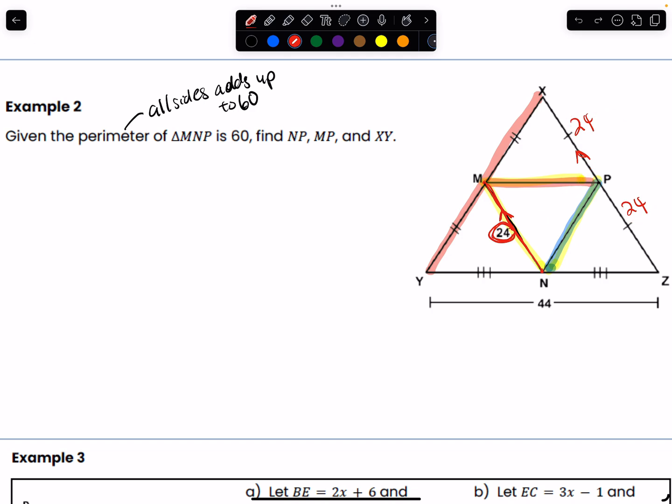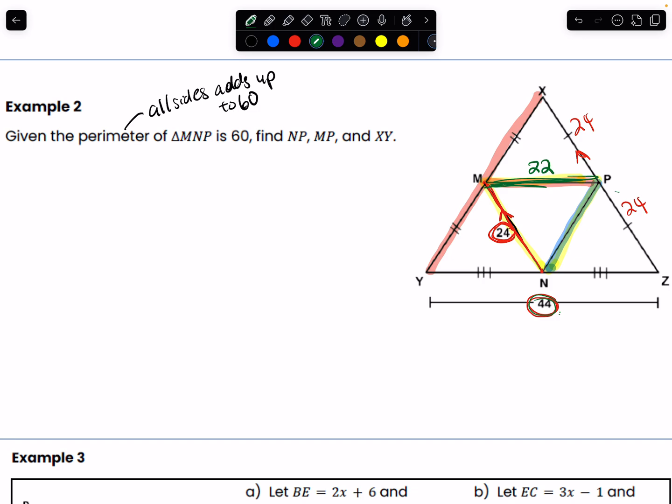So let me go ahead and label this. Now this is one piece of information that we have. Now let's take a look at another one, okay? At the very bottom of here, we have YZ, which equals 44. Now, if you take a really detailed look, you'll realize that MP right here is also a midsegment because M is the midpoint of YX and P is the midpoint of XZ. So this means that YZ is double the length of MP. So 44 divided by 2 will make this length right here 22.